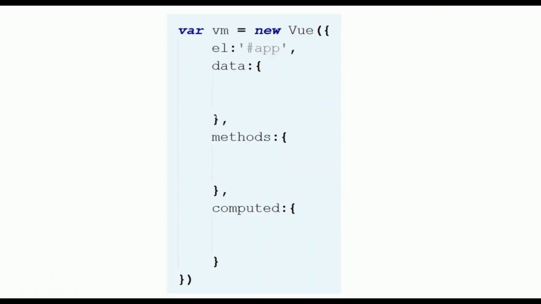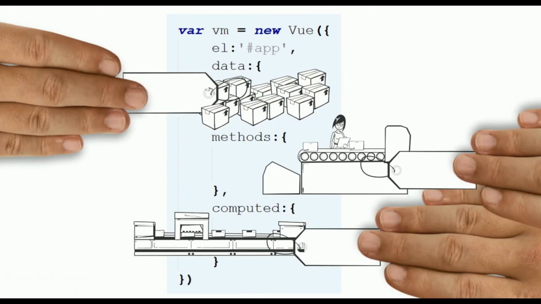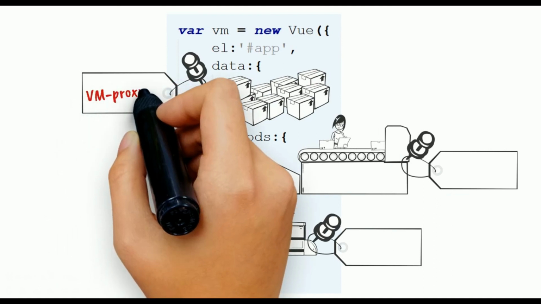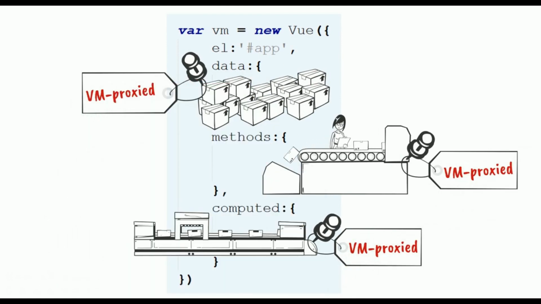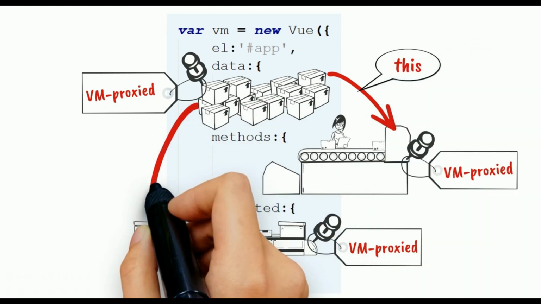In the future, your view program will usually look like this. In the argument object, there are four properties: el, data, computed, and methods. The data is for storing data. The computed and methods objects are for processing data. With the proxy feature, computed and methods can conveniently access data stored in the data object.